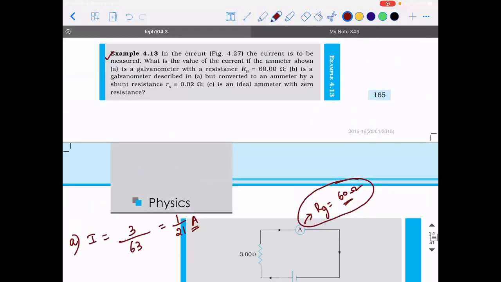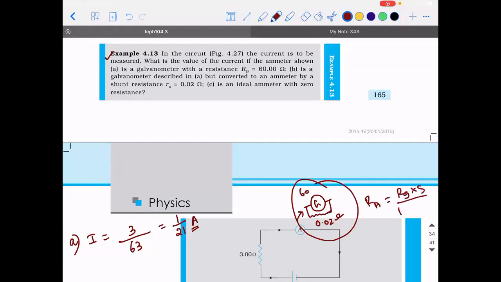Next, what are they saying? B is a galvanometer described in circuit A, but converted into an ammeter by using a shunt resistance of 0.02 ohm. Let's try this. So this ammeter is nothing but a galvanometer plus a shunt resistor of how much value, guys? 0.02 ohm that is connected. So how much is the resistance of the galvanometer here? 60. So what will be the resistance of this ammeter? Rg into S divided by Rg plus S.